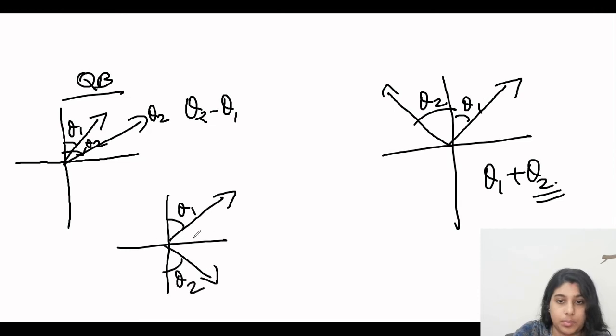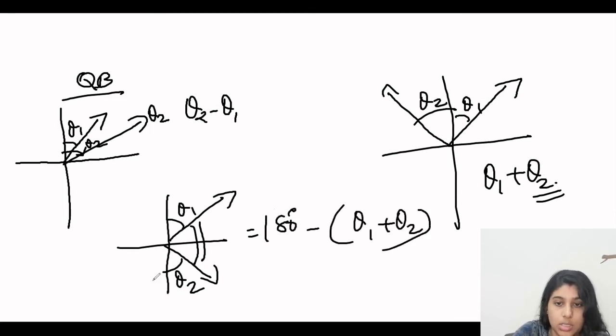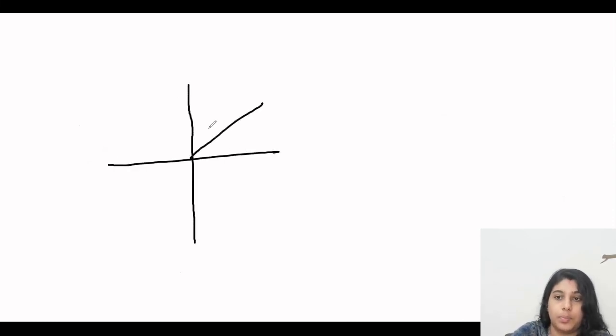But in this case this is theta 1 and in this case this is theta 2, but we have to find this included angle. So this will be what? 180 degrees minus of theta 1 plus theta 2. We have to take this away, then only we will get this included angle. So the total is 180 degrees, that you know.